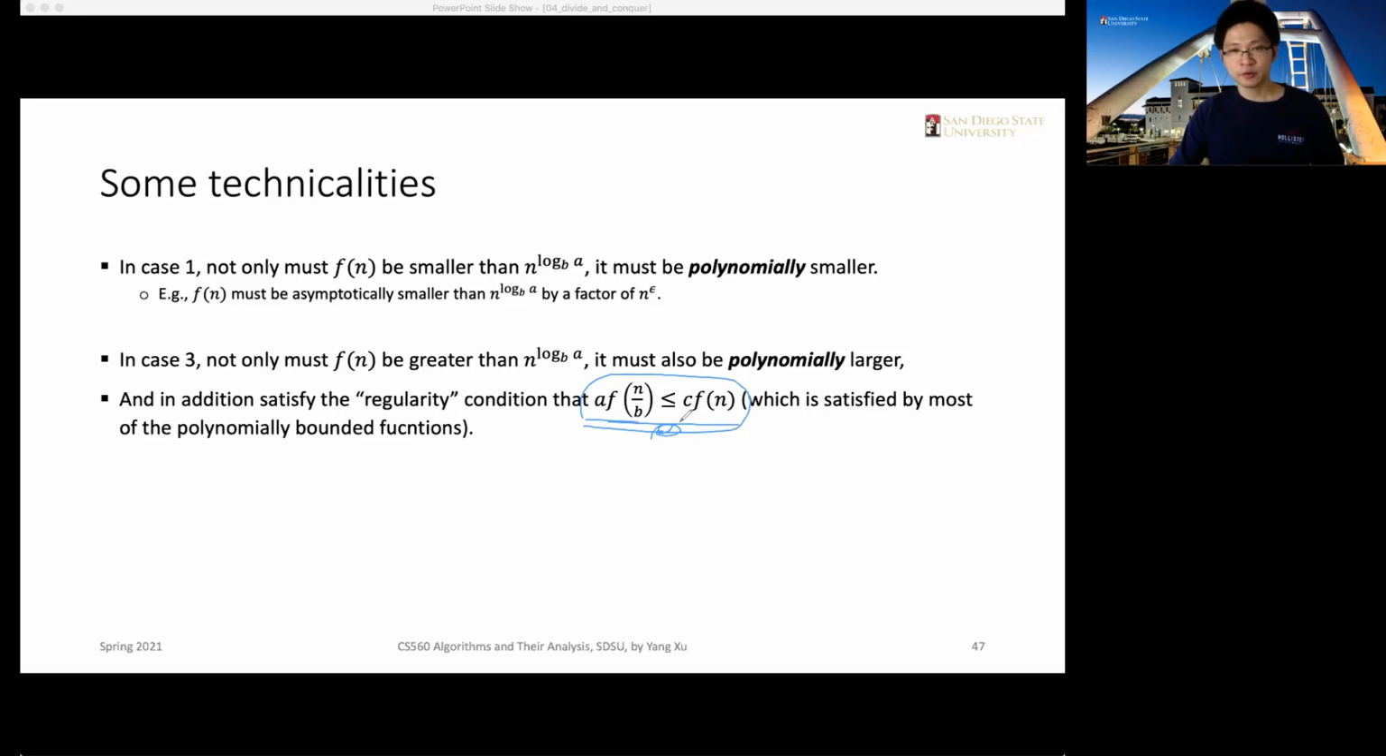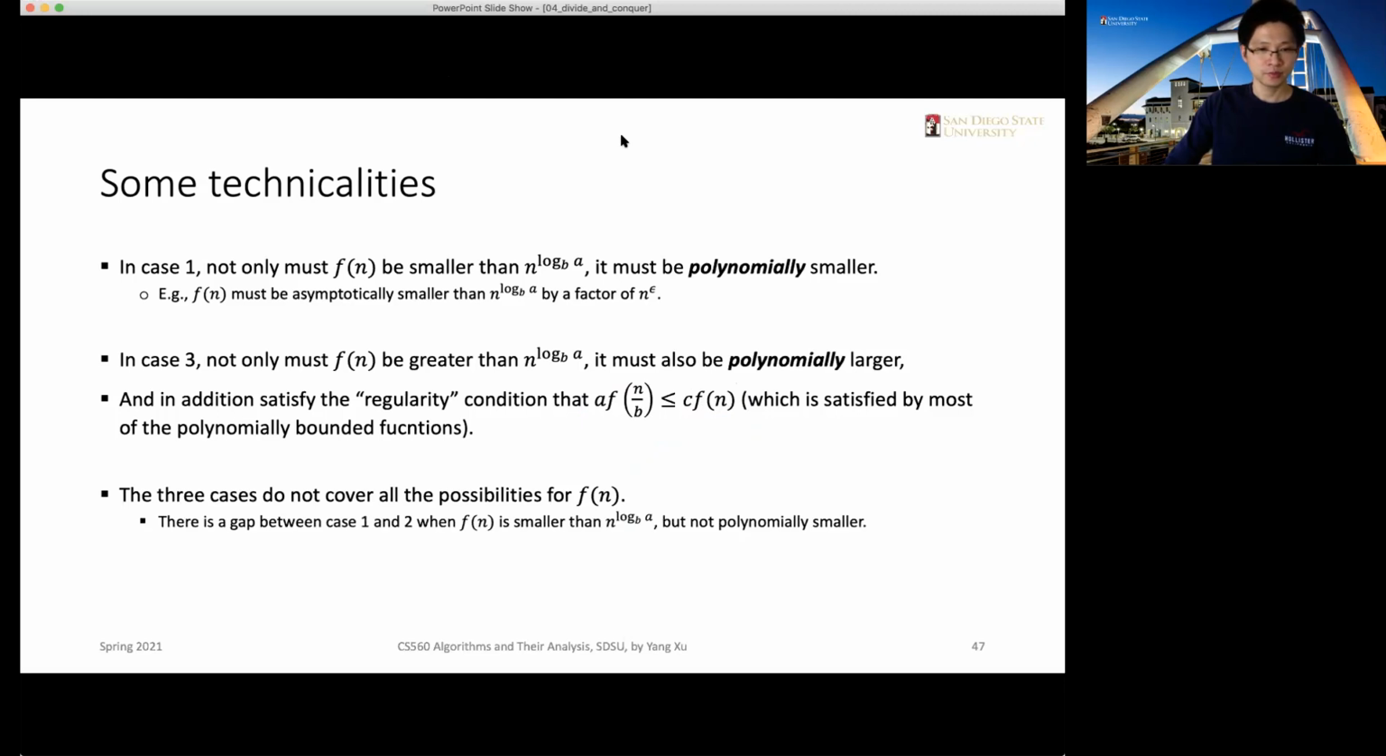If you look at the form of this condition, it basically says that if your input decreases, because n over b is smaller than n, then the output should also be bounded by the original function with some constant as the constraint. This is usually satisfied for most functions. All right, with these technicalities stated, we can look at some examples on the next page.